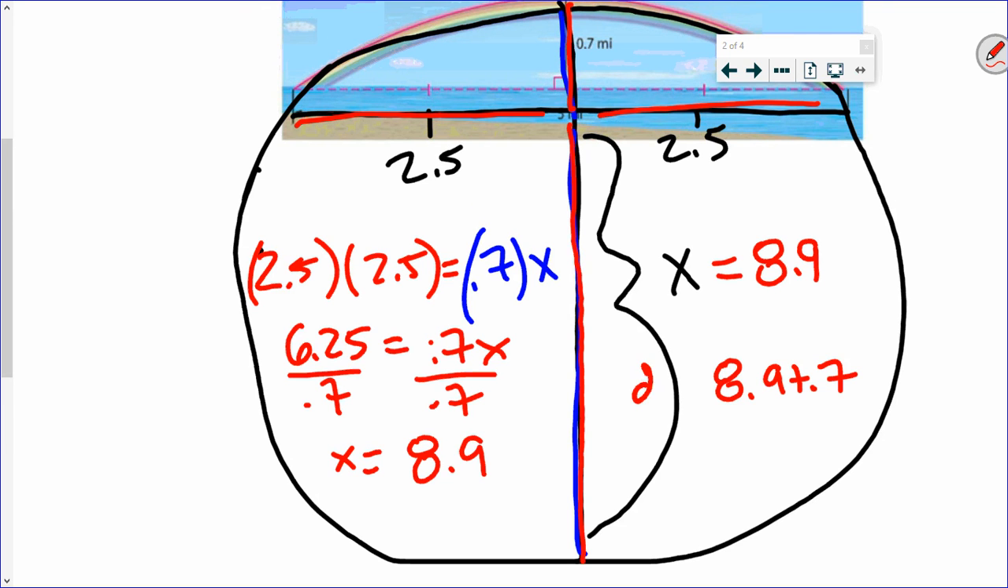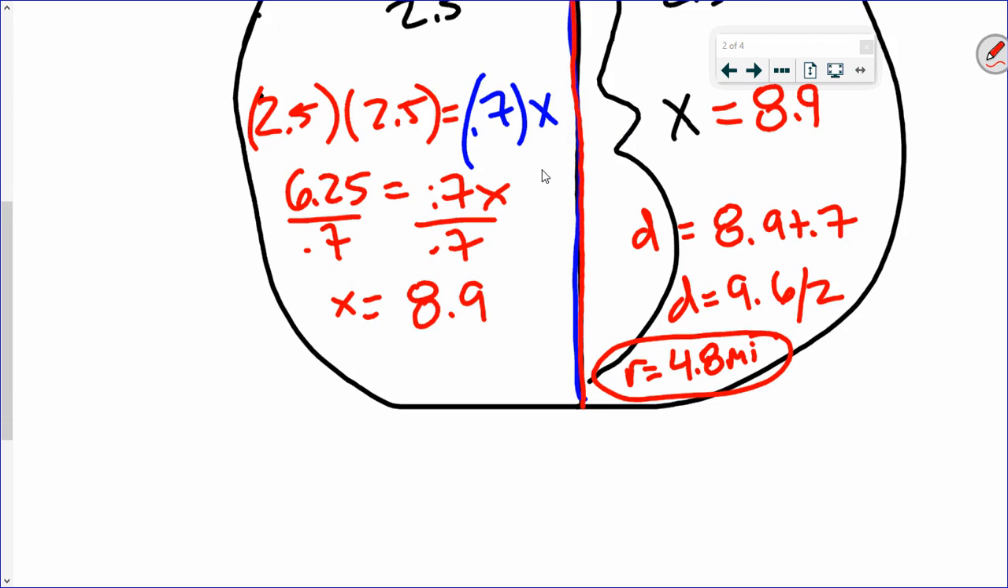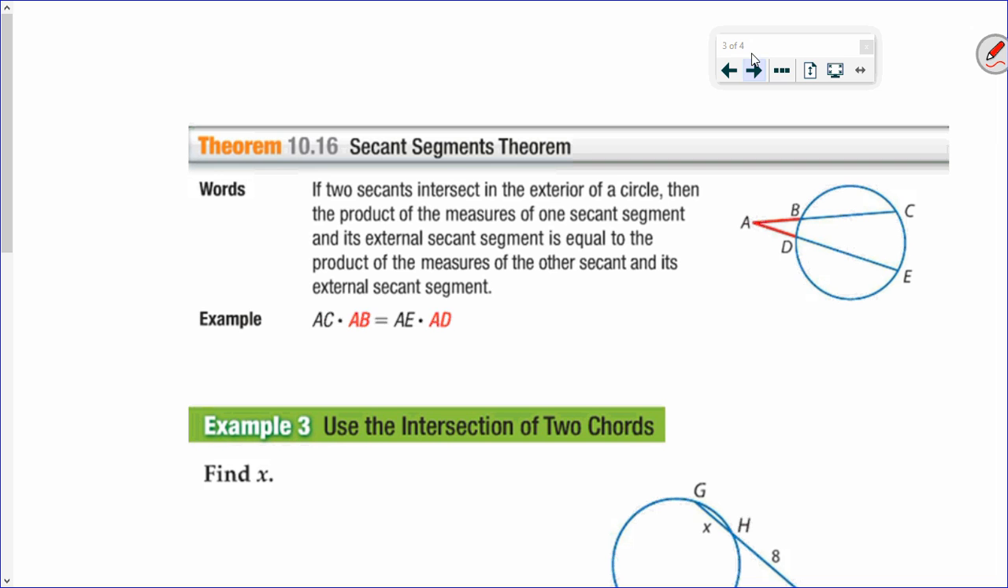That is our diameter is equal to that. So here the diameter, 8.9 plus 0.7 is 9.6. Of course, the radius is 1/2 of that. So here the radius would be, divide by 2 now, 4.8 miles. So that would be the radius of this circle here. So, hey, good problem-solving problem. Just had to use the theorem we previously learned. So I think that one's kind of interesting.